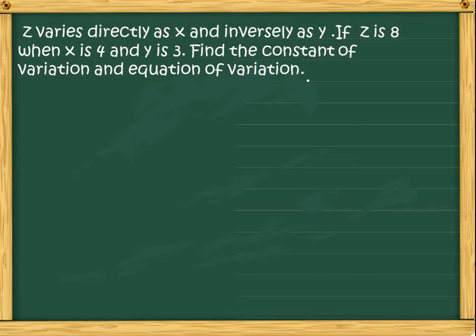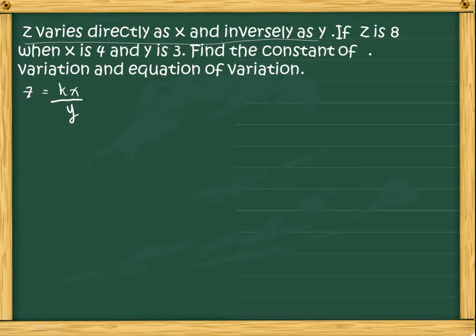So for able to find the constant of variation or K and the equation of the variation, first we need to have an equation. So yung equation natin is manggagaling sa unang statement, which is Z varies directly as X and inversely as Y. Take note, yung unang binanggit na variable ay si Z. So Z is equals to varies directly kay X. So we're going to multiply K to X. And we have the word inverse. So all over Y.